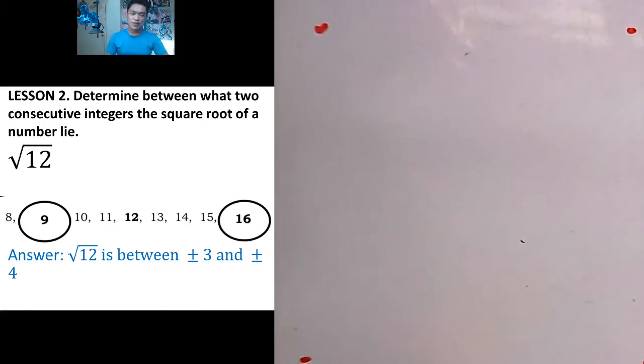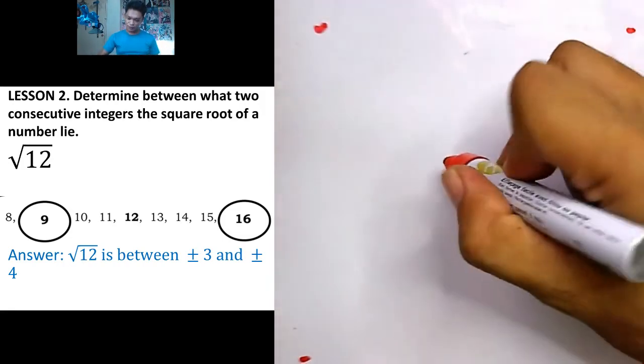Today we will be discussing Module 7, Lesson 2, which is entitled: Determine between what two consecutive integers the square root of a number lies. For example, the square root of 12. The task here is to identify the perfect square integers between which the square root of 12 lies. To begin with, we have the given 12.